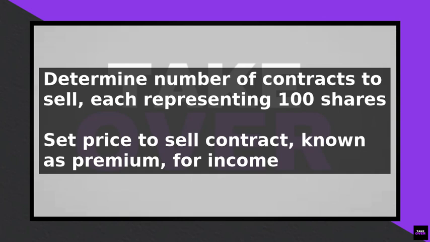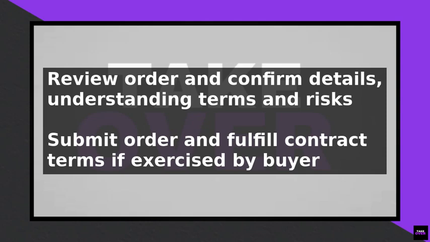As the seller of the contract, you are obligated to fulfill the terms of the contract if it is exercised by the buyer. This means you will have to buy or sell the underlying asset at the strike price if the contract is exercised. It is essential to have a clear understanding of the risks involved in selling contracts and to use proper risk management techniques to minimize potential losses.